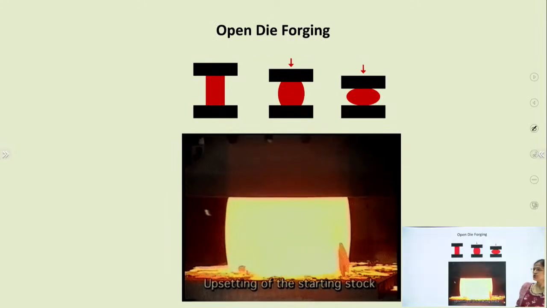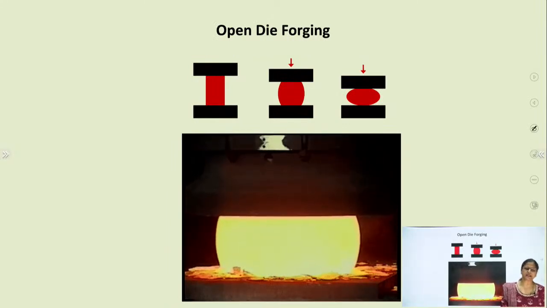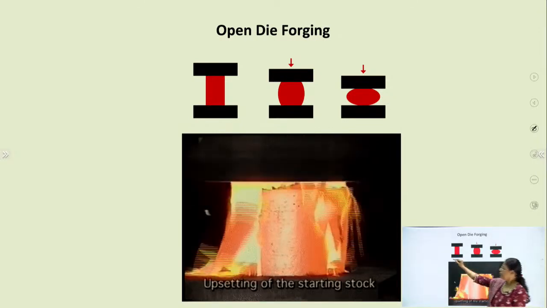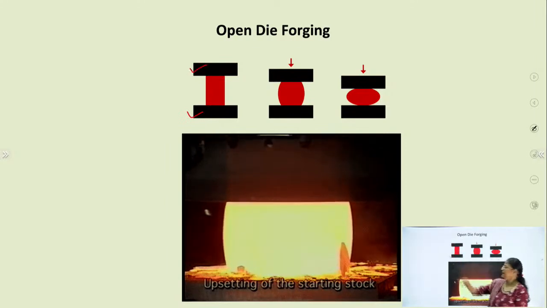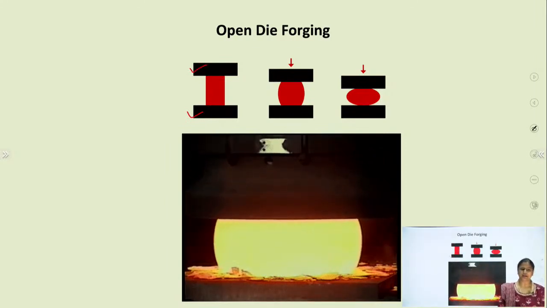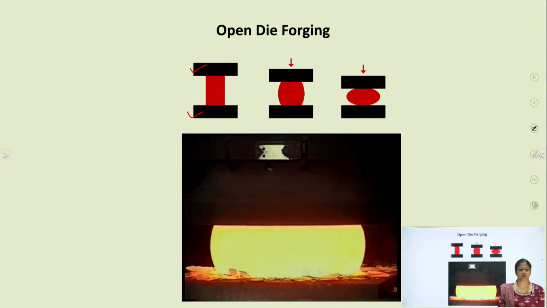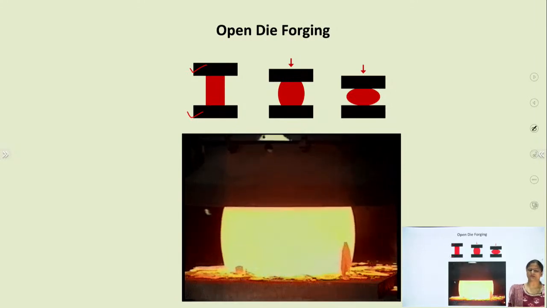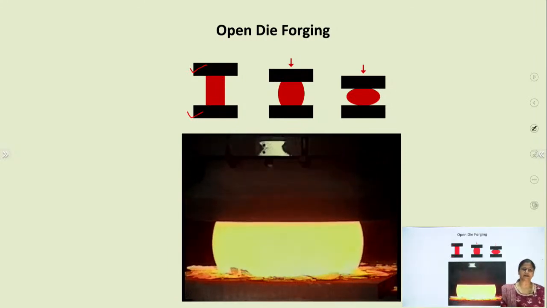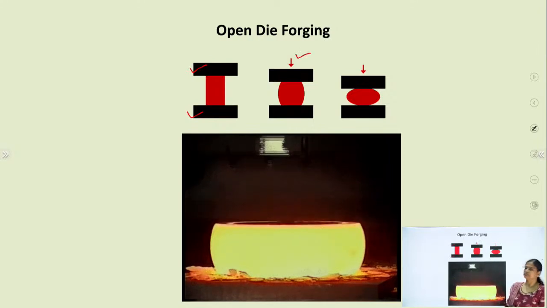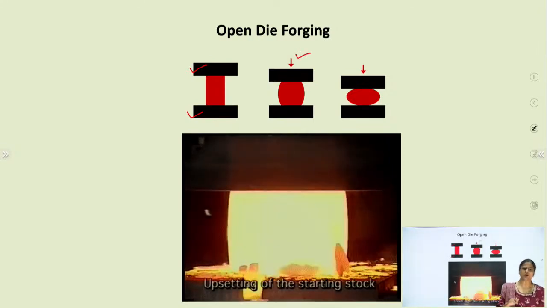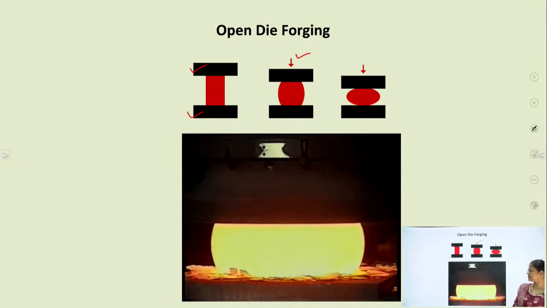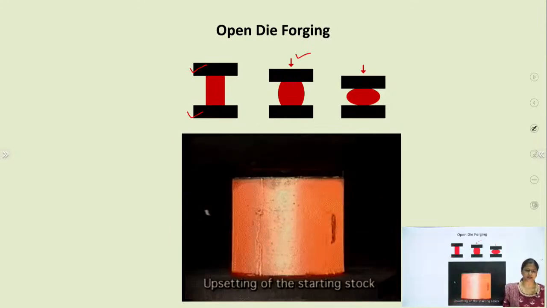So this figure shows the open die forging. Generally the workpiece is compressed between the two dies. This is the lower die, this is the upper die. The lower die is normally fixed and the upper die is movable. A cylindrical workpiece is placed between the two dies and the pressure is applied from the upper die, then the thickness of the workpiece reduces. So this figure is showing the open die forging operation.